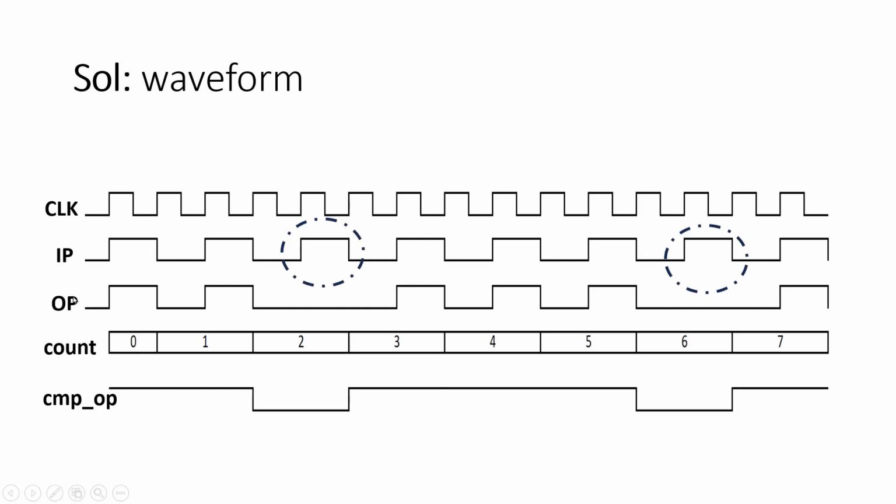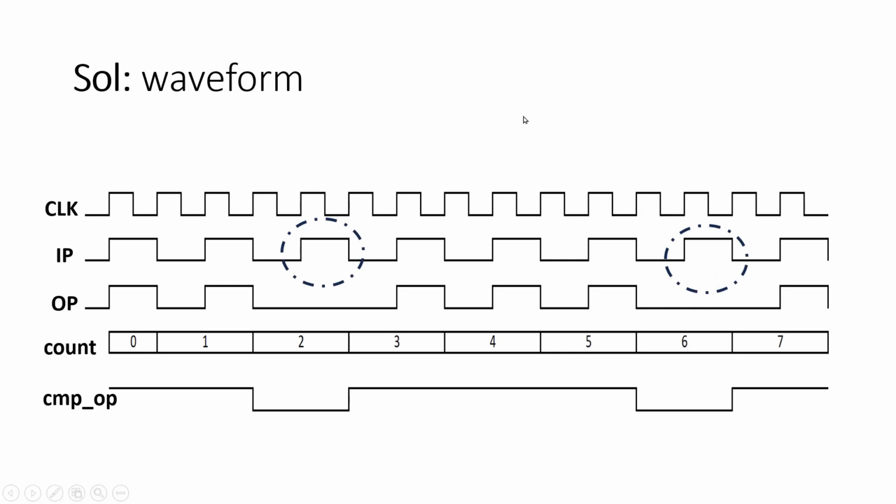Now how to achieve the required output? So comp_op I will AND with IP. IP AND with comp_op. So when the first pulse is there, it will be propagated. The second pulse will be propagated. The third pulse, because comp_op is 0, will be skipped. Similarly, this will be skipped. All other pulses will be passed.